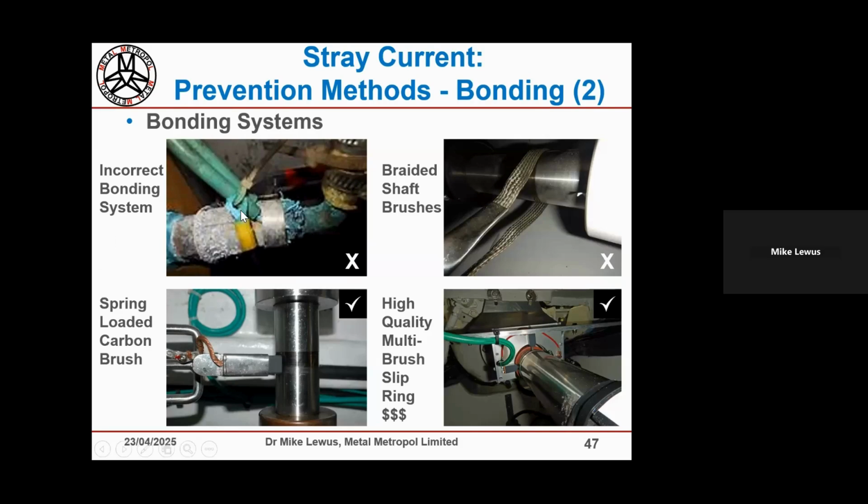Now, if you've got a loosely fitting rubbing metallic cloth or this braid, it's going to be very intermittent. You can get salt debris building up, or moisture that would certainly change the resistive characteristics of that interface. Obviously, a spring-loaded carbon brush is ideal, and this is more of an expensive quality setup where you've got a rotating slip ring and carbon brushes in constant contact with the prop shaft.